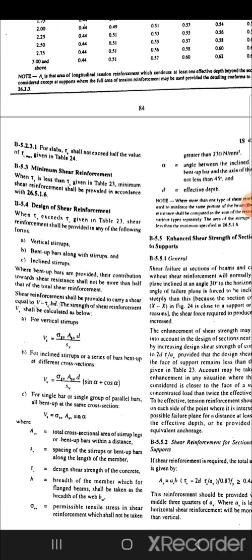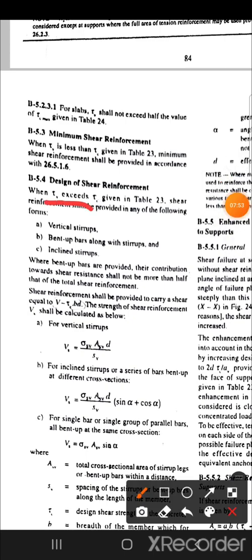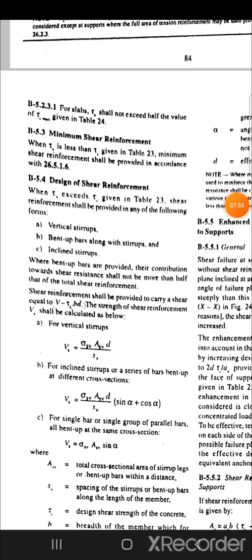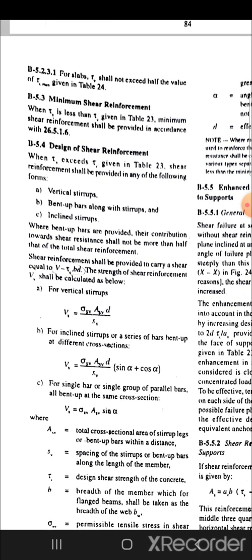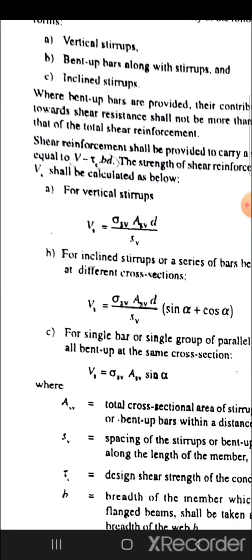Next, if tau v is greater than tau c, in IS 456 they have given that when tau v exceeds tau c, given in table 23, shear reinforcement shall be provided in any of the following forms. A. Vertical stirrups, B. Bent up bars along with stirrups, and C. Inclined stirrups. So we are providing vertical stirrups.